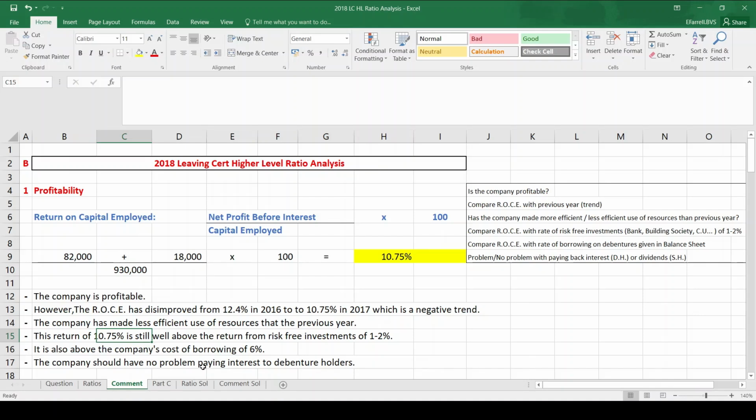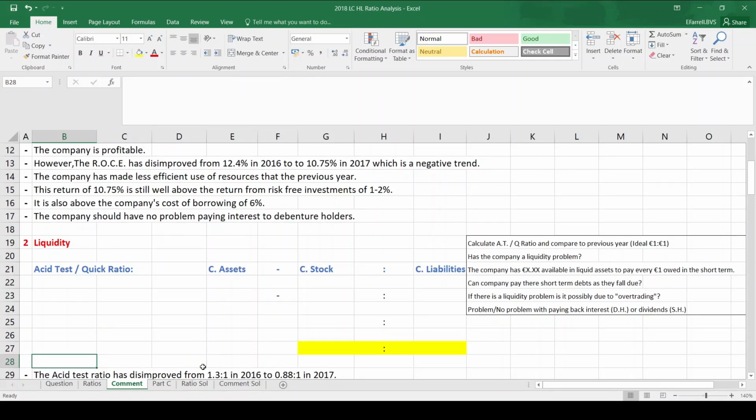So that's the first heading we'd always look at, is profitability. The second heading we always look at would be the liquidity ratio. Okay, so for liquidity heading, we usually use the acid test or quick ratio.